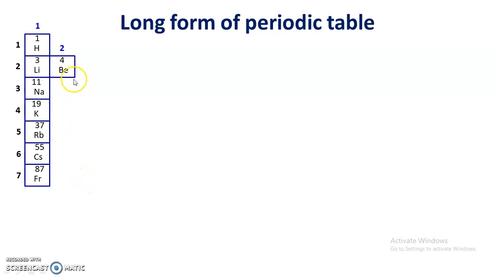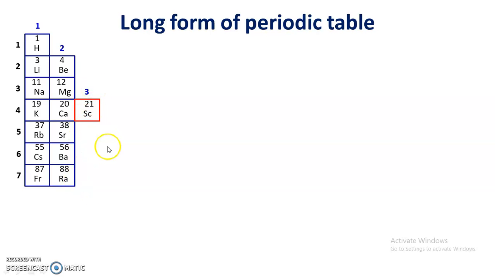Now in second group, there is beryllium, then magnesium, atomic number 12, calcium, strontium, barium and radium. These are called alkaline earth metals. So this is the first group, this is the second group. In first group, last electron enters in s orbital, and in case of second group, again electron enters in s orbital. Here s orbital is completely filled in case of second group elements, and therefore first and second group elements are the s block elements.